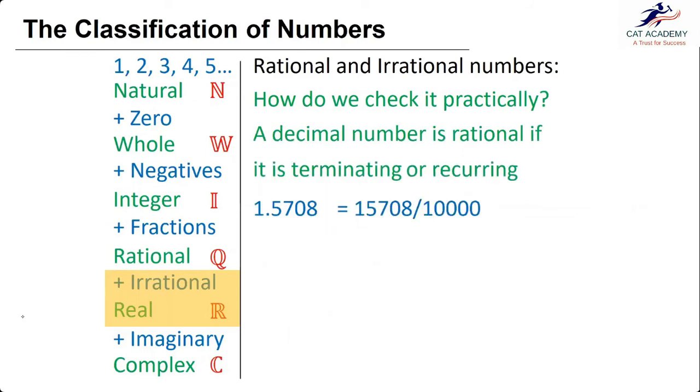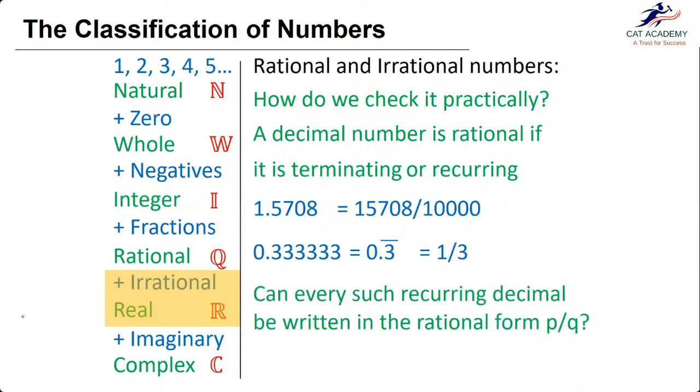See, terminating is like this. Recurring is like this. So we can denote it like this, 0.3 bar. But that's just a way of denotion. That's it, nothing else. So in case I have to write it in fraction form, I need to write something like this. But how can I write it?